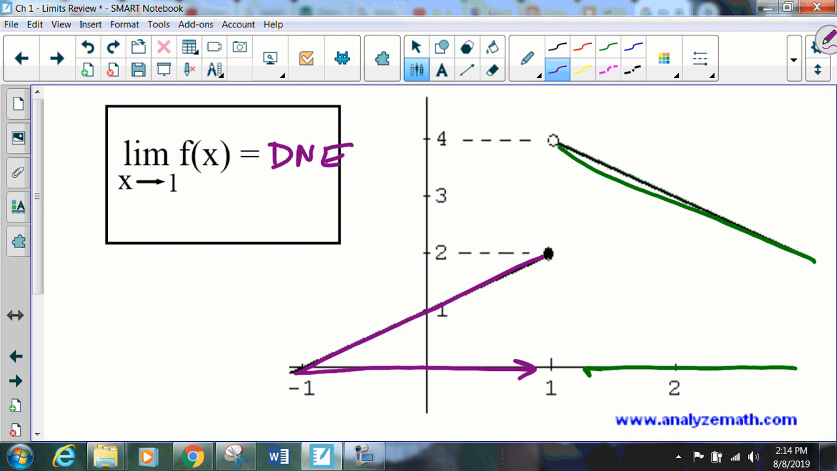And I always say a2dv, and I don't think that's a technical term, but it stands for approaches to different values. Sometimes you'll have to state why the limit doesn't exist. You can write it out in words if you'd like, especially for someone that doesn't know what a2dv means.